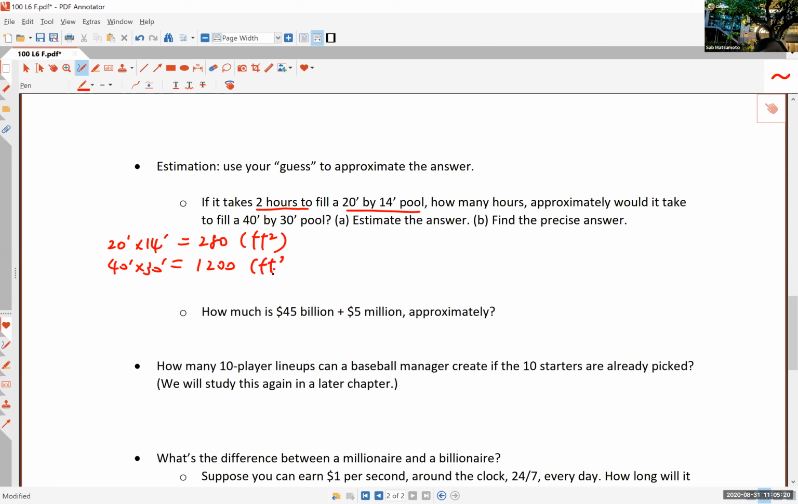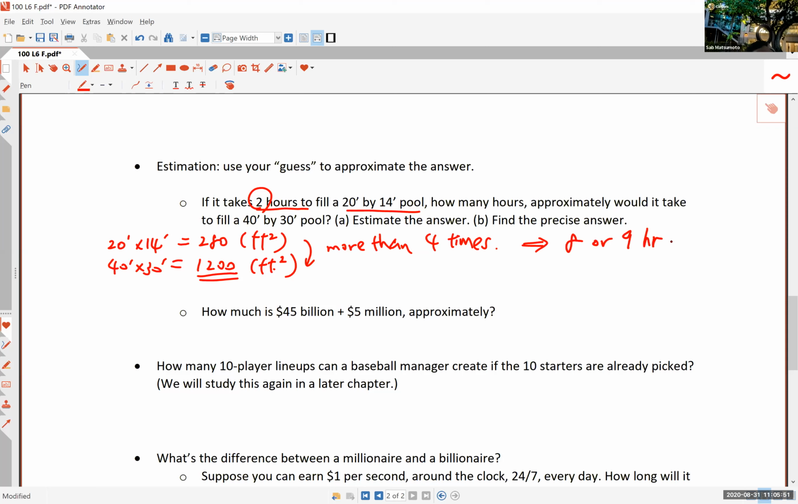Well, if you compare the two, 1,200, half of that is 600. 1/4 of that is still 300. So this is 4 times as big, or you can say it's more than 4 times as big. Assuming again that the depths of the pools are equal, it'll take you at least 4 times more. It is 2 hours, so it'll probably be more like 8 or 9 hours, right?